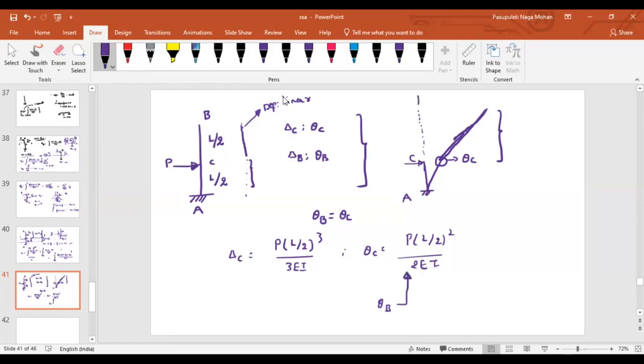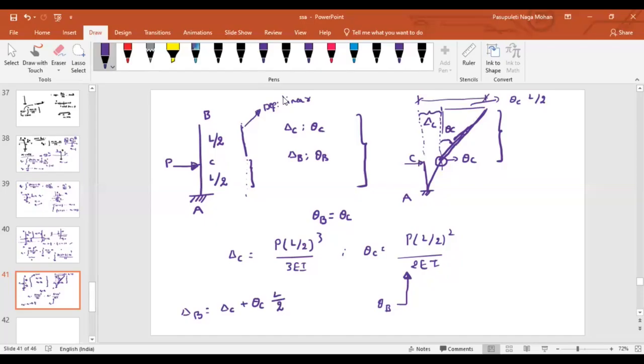Now, can you tell me what about the deflection at point B? If I divide this entire part into two, from here to here what is the deflection? This deflection I can define as deflection at C. If this slope is theta C, what about this magnitude? From here to here, what is the length? L by 2. And the slope is theta C. Then what about this deflection? Theta C into L by 2. So, in the same way, I can say my deflection at point B is nothing but the deflection at point C plus the rotation at that point times L by 2.